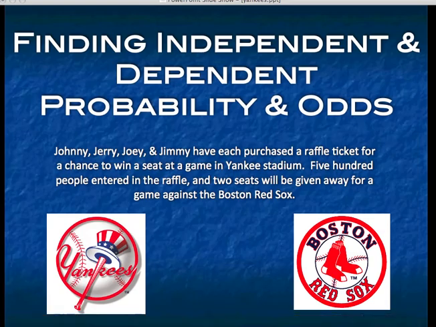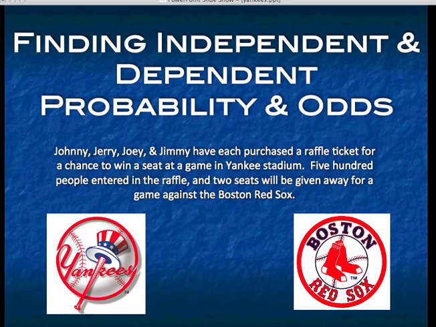Today we're going to learn how to find independent and dependent probability and also how to find odds of a certain event happening. Recall our other situation where Jerry, Johnny, Joey, Jimmy have each purchased raffle tickets for chances to win a seat at a game at Yankee Stadium. 500 people have entered the raffle in this particular problem, and still only 2 seats will be given away for a game against the Boston Red Sox.